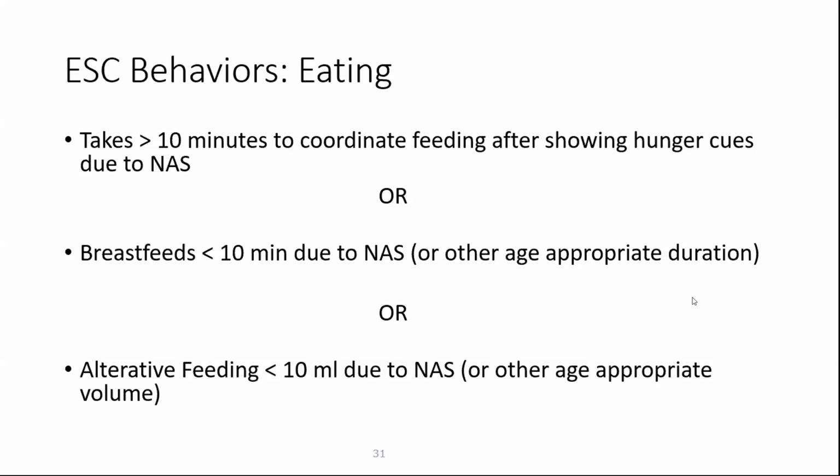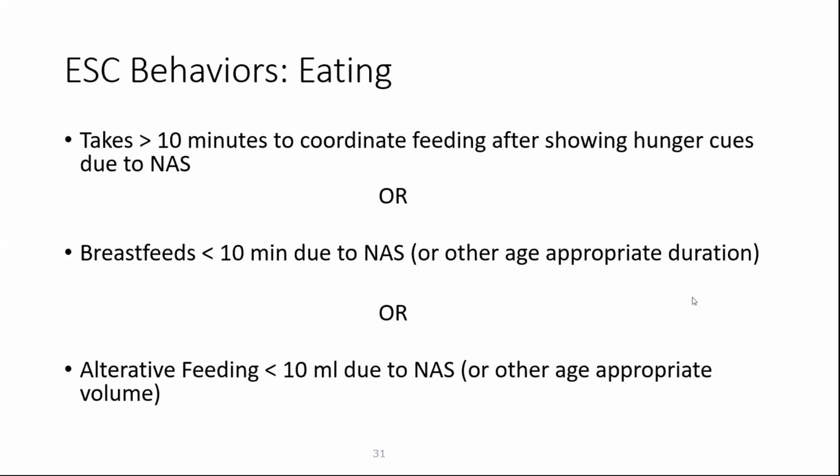So if the baby's 6 hours old and is already showing signs of NAS and he's unable to eat more than 5 minutes, I mean, sometimes you're not going to expect an early baby within the first 24 hours to be able to breastfeed 10 minutes. So it's an age appropriate duration.